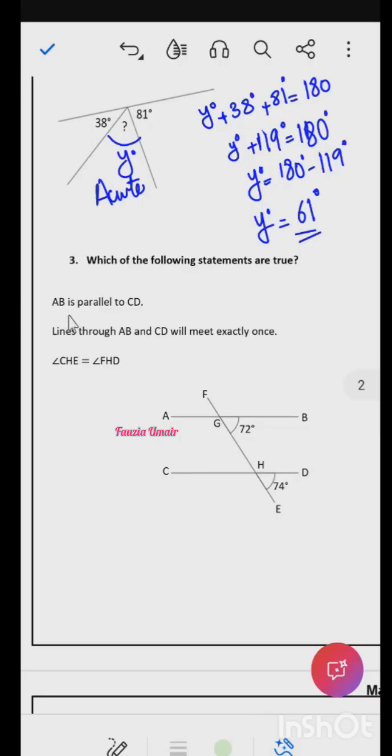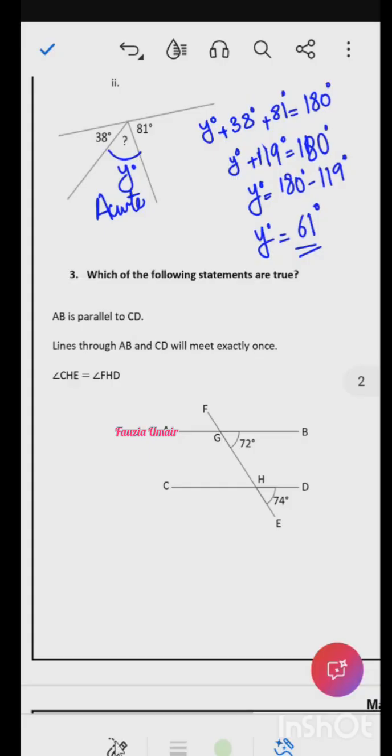So moving on to question number 3. Which of the following statements are true? AB is parallel to CD. Do you think it's true? Yes, it is true. So this is true.